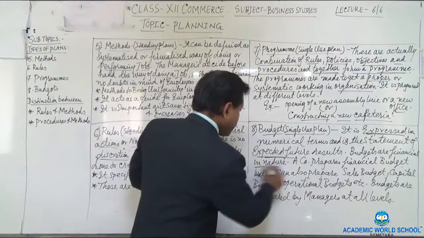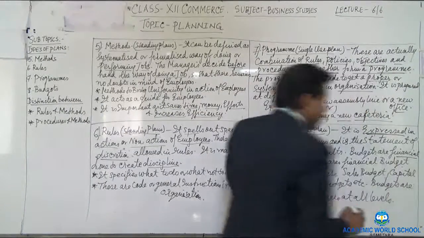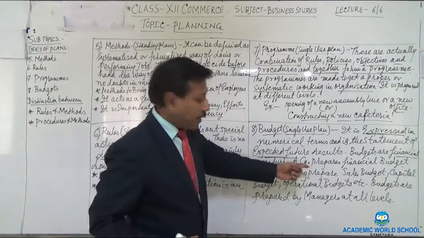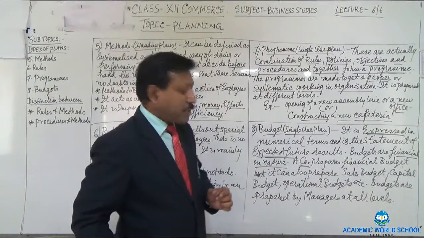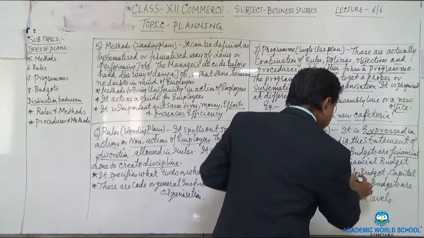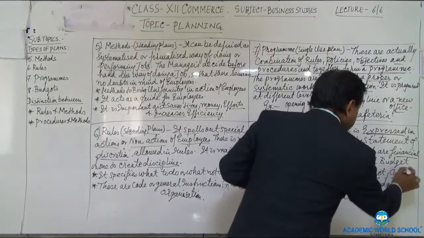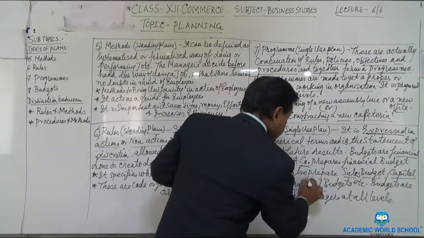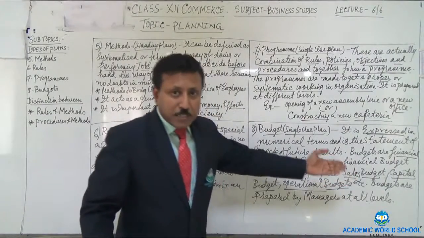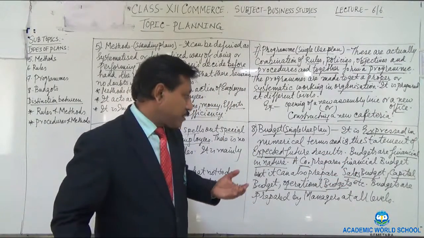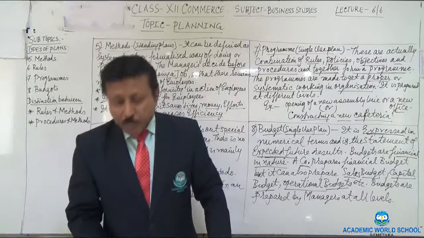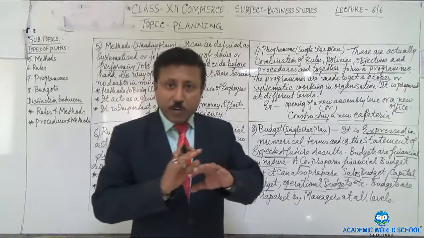Budgets are financial in nature, connected with monetary things. A company prepares a financial budget, but it can also prepare other types of budgets such as sales budget, capital budget, operational budget, etc. Budgets are prepared by the managers at all levels. That means these budgets are prepared by the managers for all the levels.